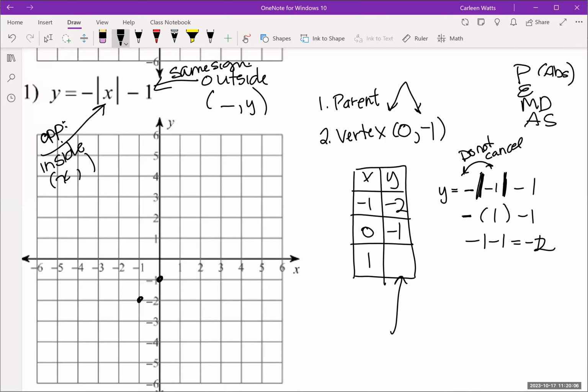Does anyone want to predict what this one's going to be? I hope it's -2. Yeah. So let's do it. Y equals negative of 1 minus 1. -1 minus 1 is -2. So you can see that predicting using the parent graph is easier than the arithmetic of calculating the table.